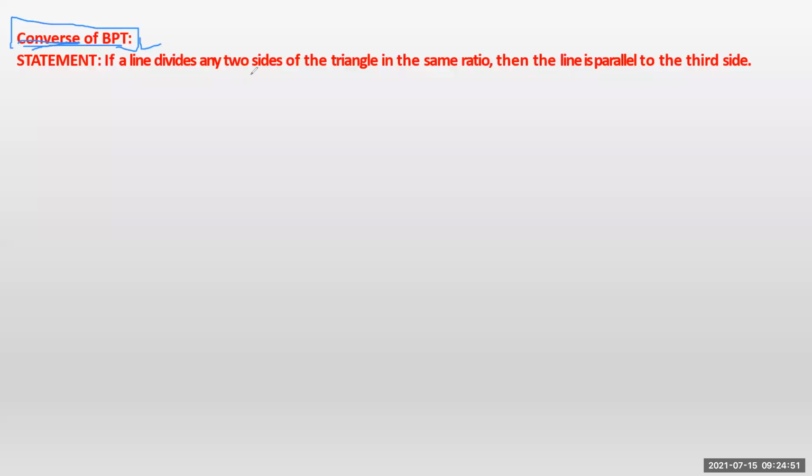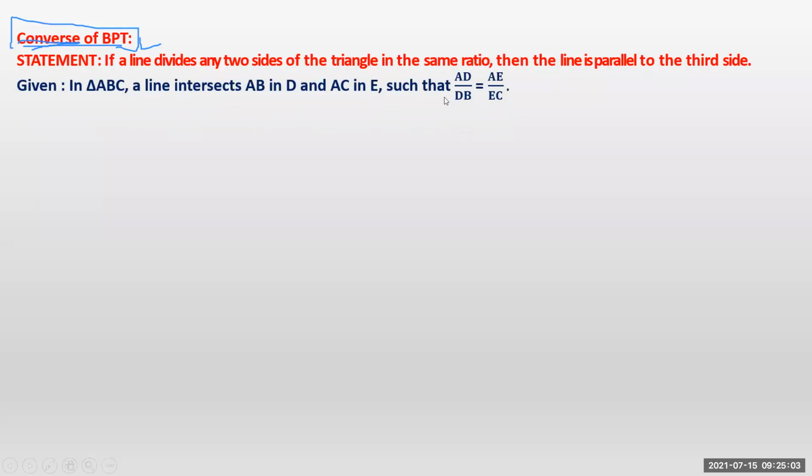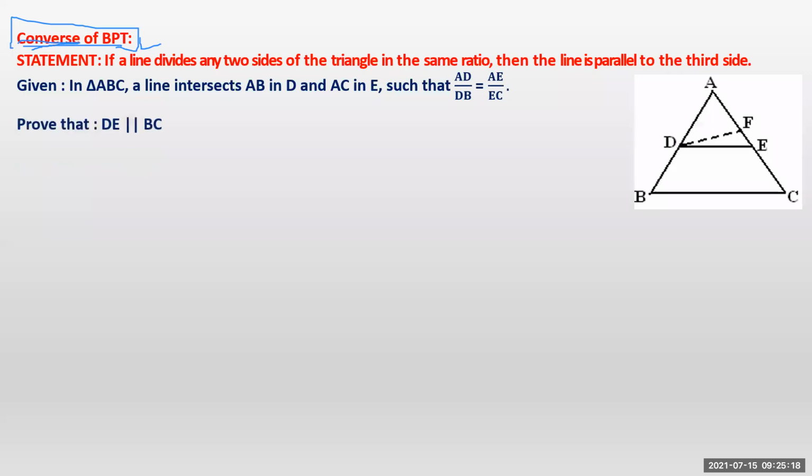So check, if a line divides any two sides of a triangle in the same ratio, then the line is parallel to the third side. Given: in triangle ABC, a line intersects AB in D and AC in E such that AD upon DB equals AE upon EC. In the same way, prove that DE is parallel to BC. You have to prove DE parallel to BC. So now we will start with your proof.